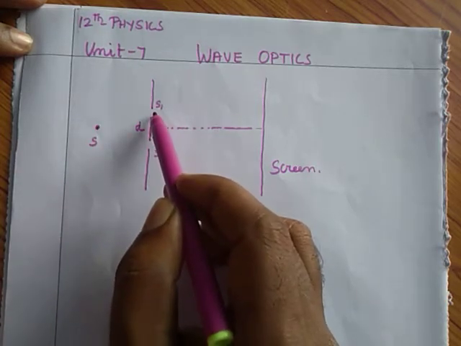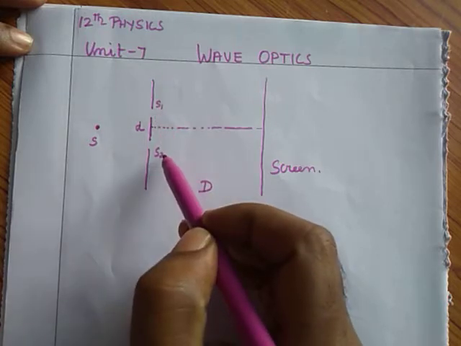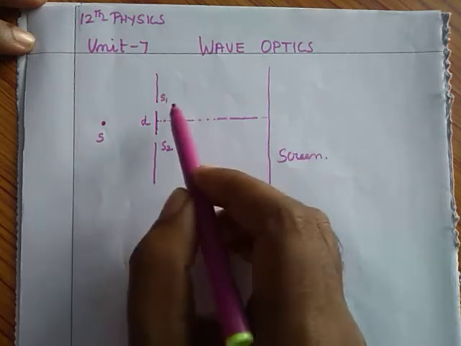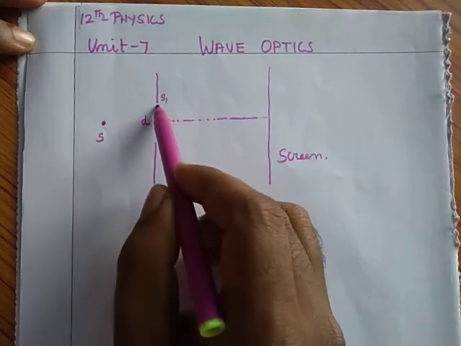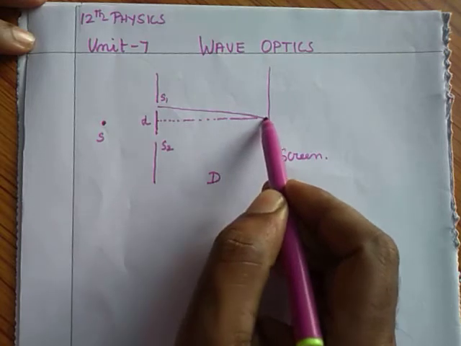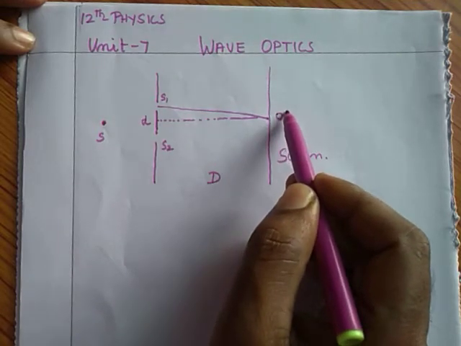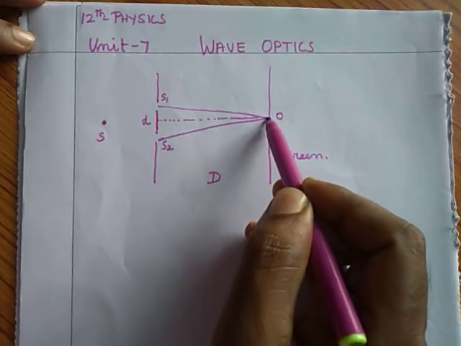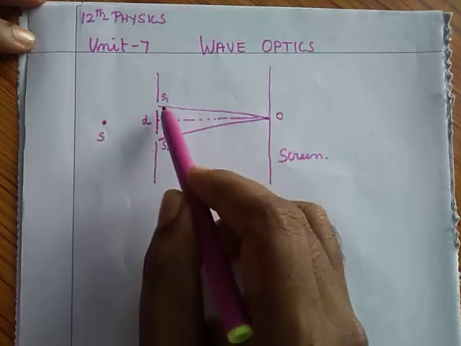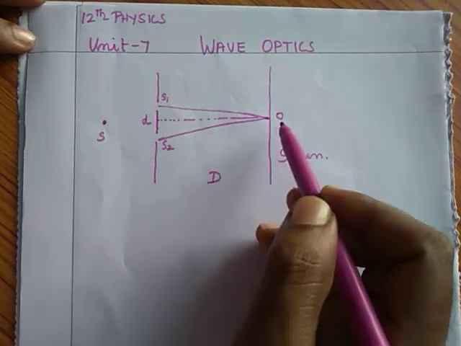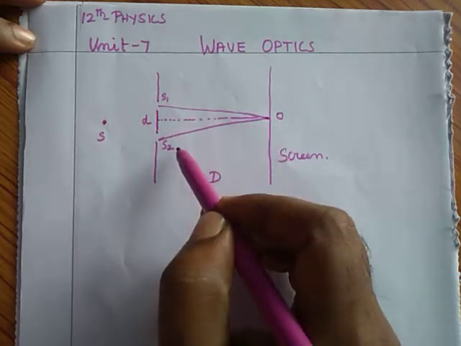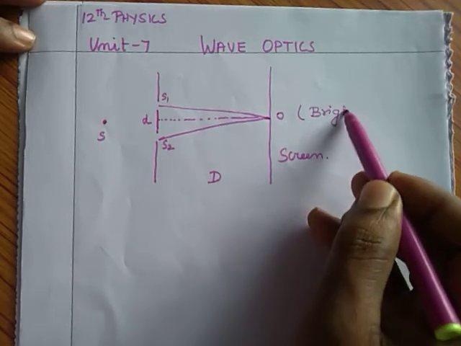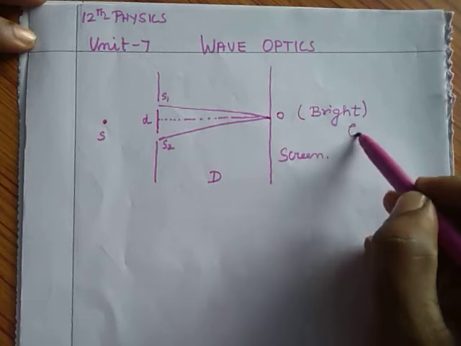Then the light from the sources S1 and S2 is said to be coherent. That means they are in phase or have a constant phase difference. The light from S1 and S2 overlaps at a point O on the screen. For S1O and S2O, there is no path difference. They are in phase, so the point O will be bright. This is the central bright band.